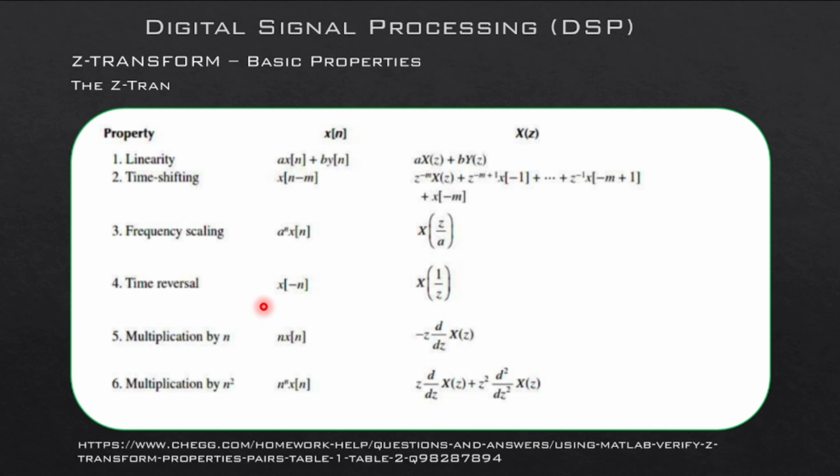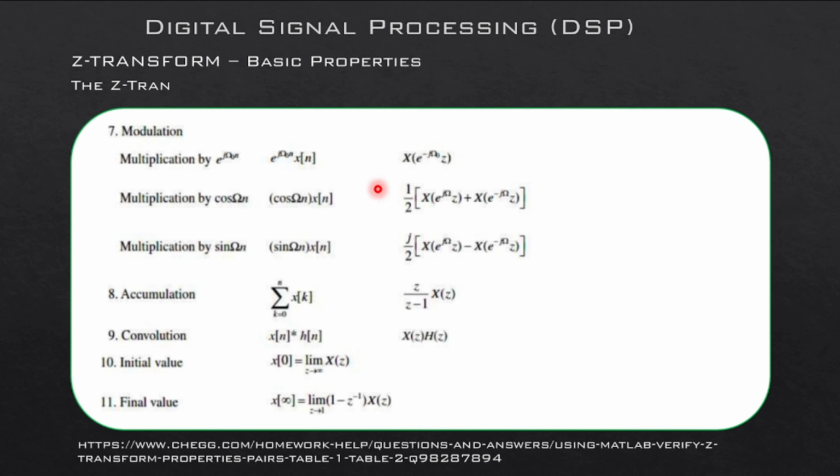Time reversal, in other words x[-n], is X(1 over z), which is the inverse of z, or X(z to the power of minus 1). Multiplication by n times x[n] gives us minus z d over dz X(z). So we always look up this chart to understand how to perform the Z transform. You don't need to memorize them. Just get an idea to understand how they work.